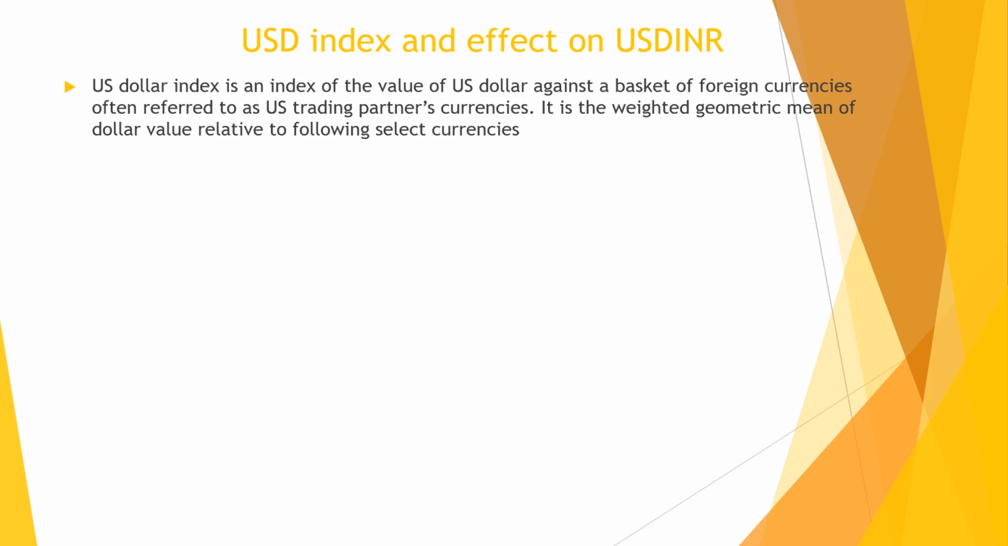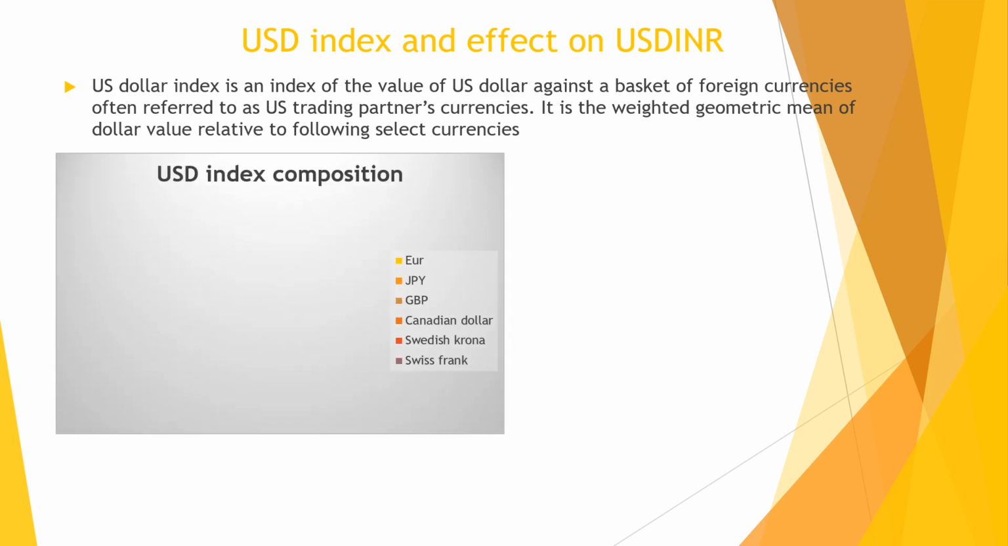US dollar index is an index of the value of US dollar against the basket of foreign currencies, often referred to as US trading partners' currencies. It is the weighted geometric mean of the dollar value related to the following selected currencies: Euro, Japanese yen, Great Britain pound, Canadian dollar, Swedish krona, and Swiss franc.